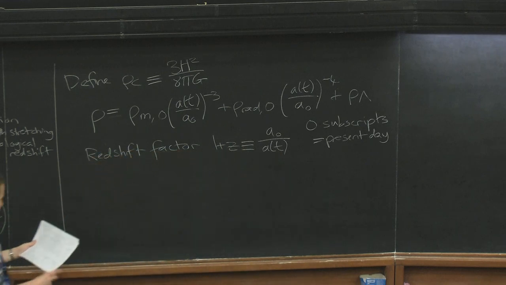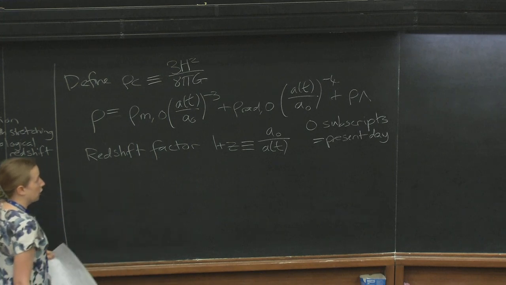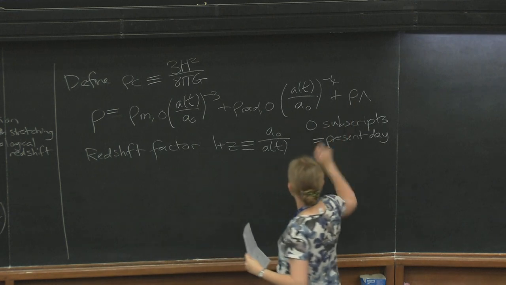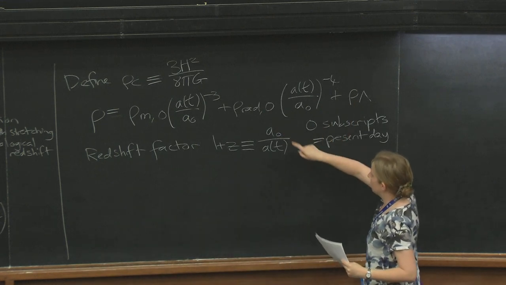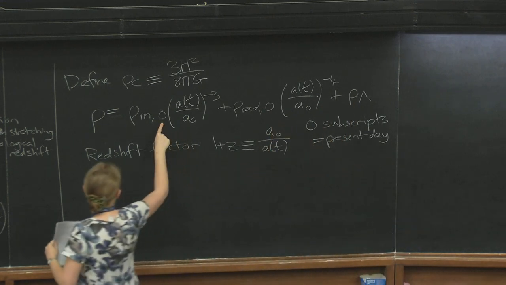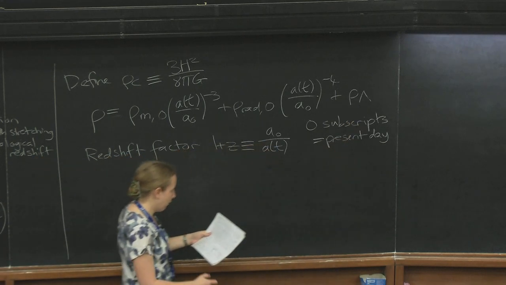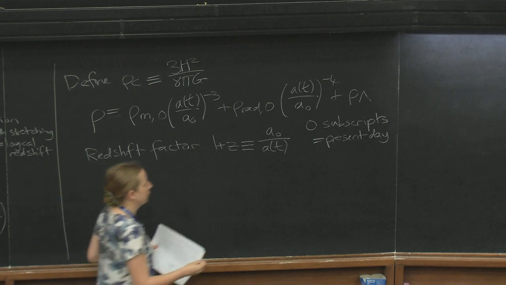Okay, so we've written our rho as a linear combination of these components with their different redshift scalings. These zero subscripts mean the density today for matter and radiation. For dark energy, we think the density is the same at all times. We don't really need to subscript it, but sure, we can anyway.